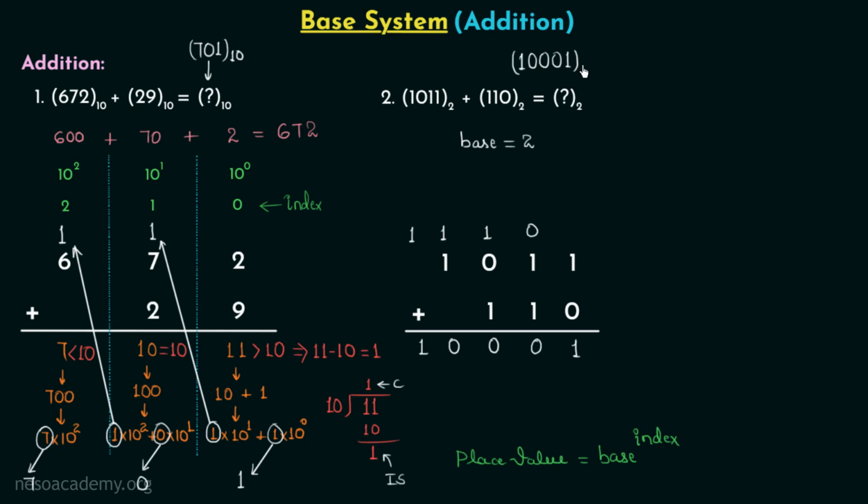10001 in binary is our answer. And I hope you now understand how to use the divide by base method when we have binary addition. Let's move on to our third addition.